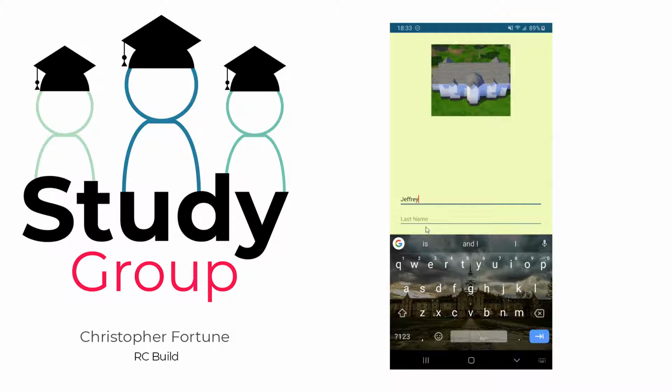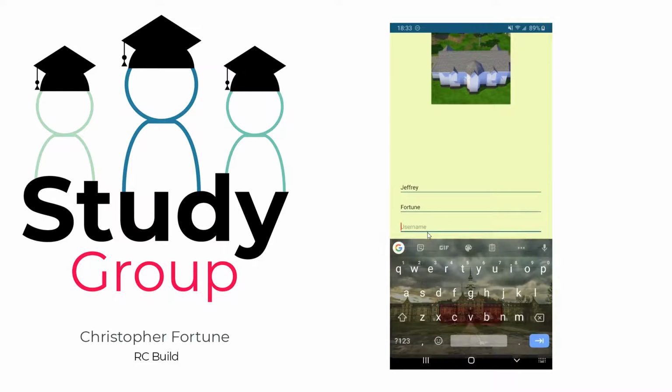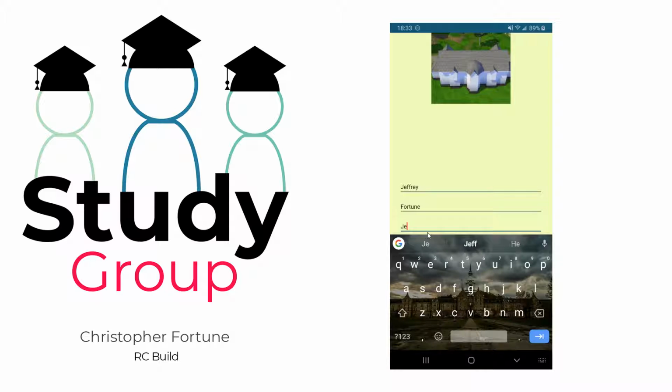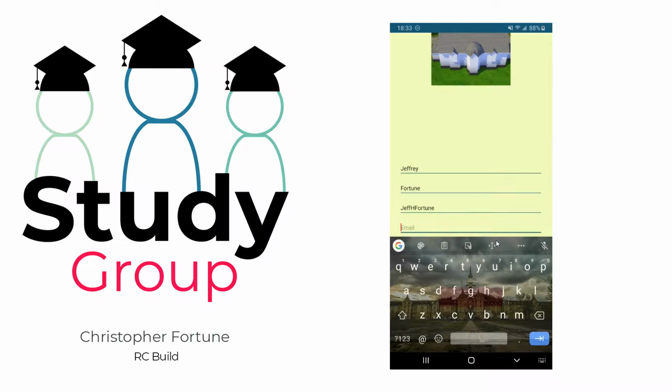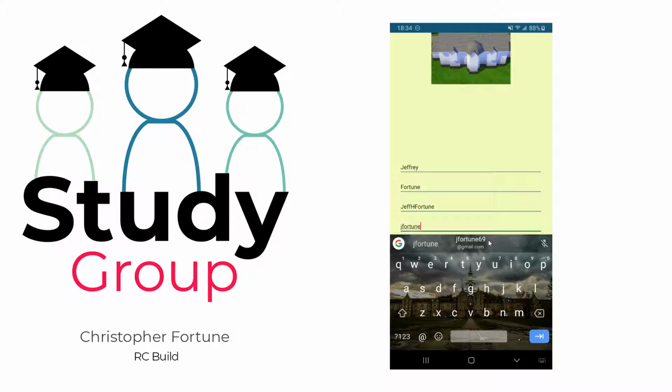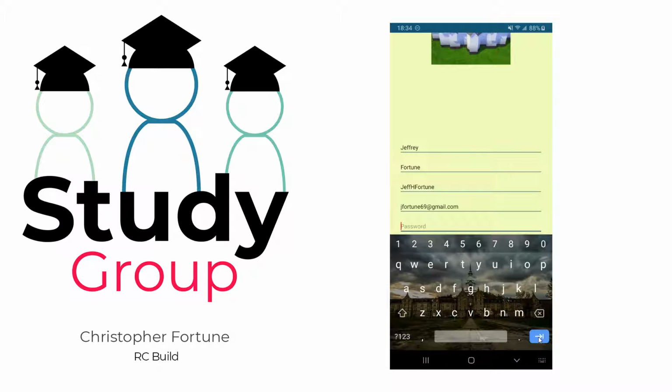I'm going to use my father's information just to prevent any somewhat similar information from my account. So let's enter in a username, Fortune. Actually, let's put an H there. Let's enter in an email here, 69@gmail.com. Let's enter in a password of 23456.